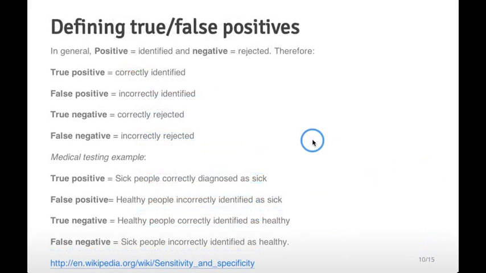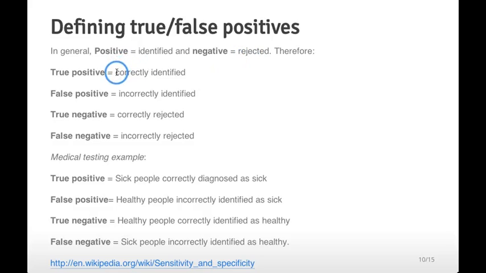Next, we're going to define some terms. These are terms that are typically applied when you have a binary outcome, where you have one class that you're interested in and maybe one class that you're not as interested in. A positive means that you've identified something from the interesting class with your predictive function, and a negative means that you've rejected the object, saying that it's not part of the interesting class.